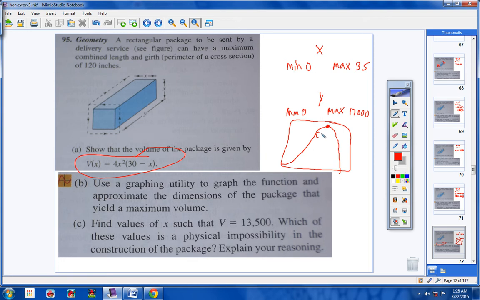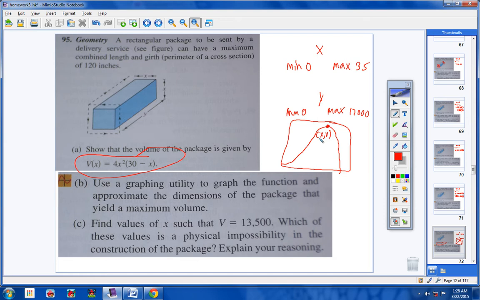I've got my x, and then I've got my v, my volume. So let's find the dimension of the package that gives the maximum volume. So let's see. Second calculations. Go down to maximum. Hit enter. Okay, left bound. Hit enter. Go to the right of the maximum.